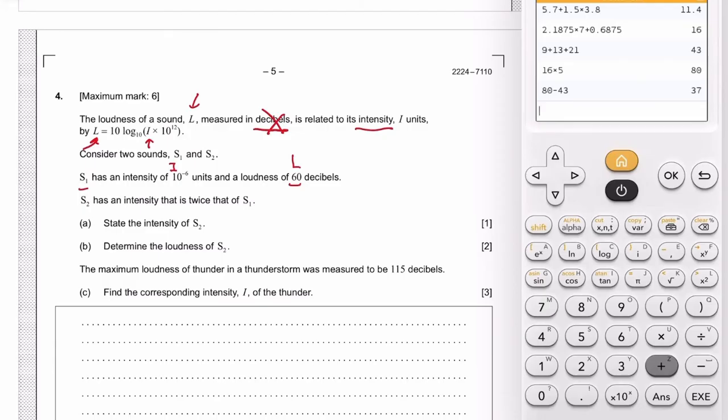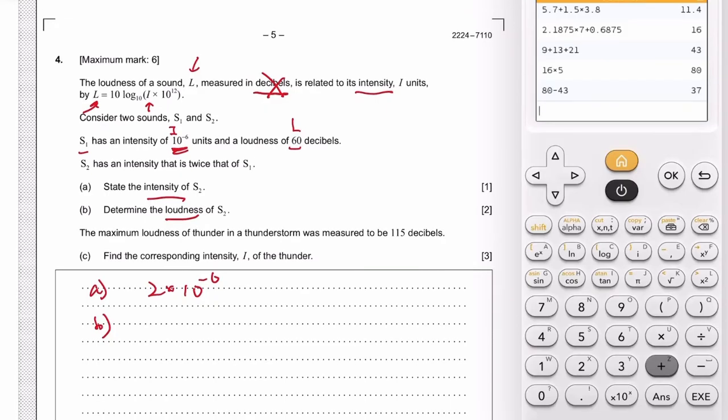S2 has an intensity that is twice. Okay, so what's twice of this, right? So it's 2 times that. And the question is, what is... Oh, that's already the question. That's the intensity. The next question is, what's the loudness of S2? So to do that, you substitute the intensity into the formula to get the loudness.